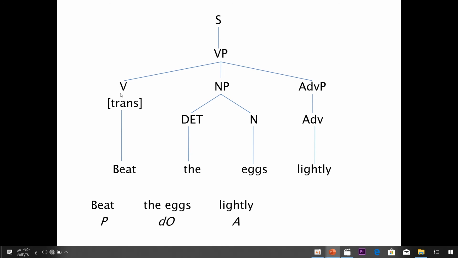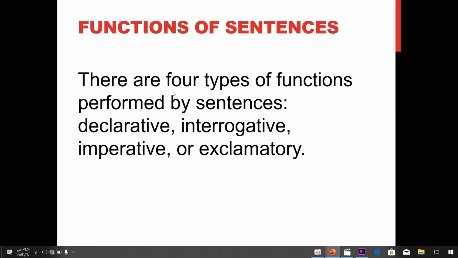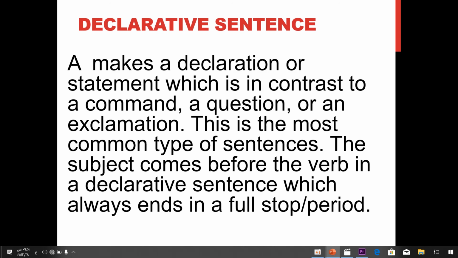Dear students, that's the end of class 1, and now we want to move to functions of the sentence. Okay, dear students, I'm going to continue with the functions of sentence. Actually, there are 4 types of functions performed by sentences: declarative, interrogative, imperative, or exclamatory.